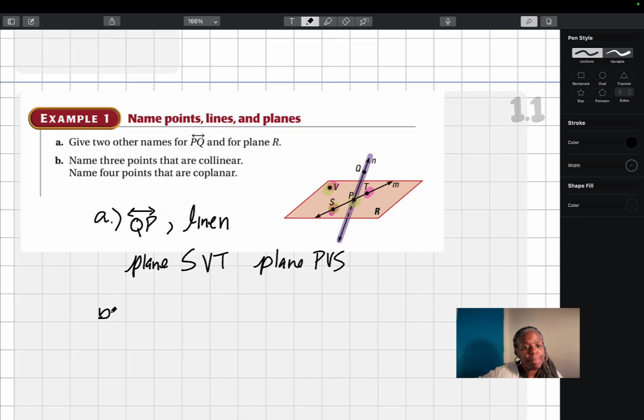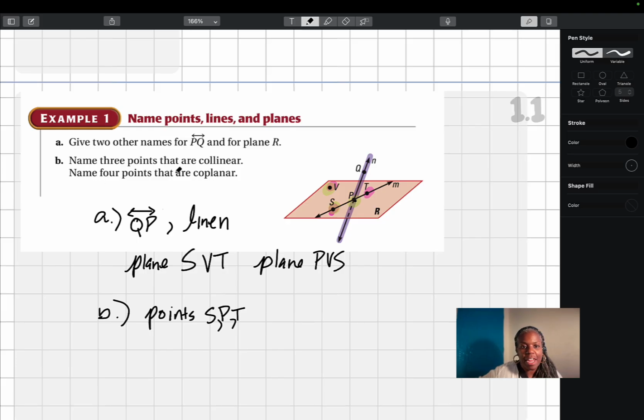Let's look at part B. Part B is asking us to name 3 points that are collinear. Remember, collinear means in a straight line, points that lie on the same line. There's only 3 here that I can see, and that would be SPT. So those points would be points S, P, and T. Remember, collinear means on the same line, SPT, or on a straight line.